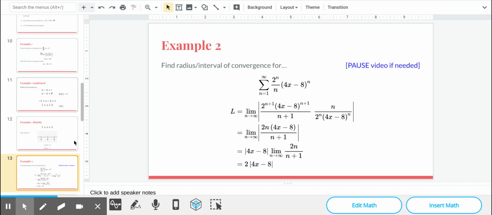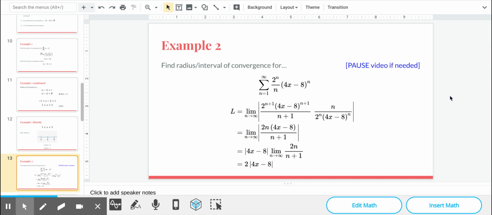Put it on the slide. There we go. So here's my second example. This one's a little bit more involved, okay? At this point, I have the whole ratio test listed out here.